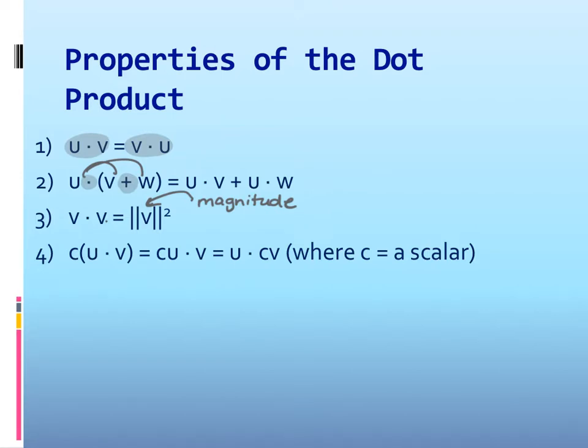And this last one says if there's all multiplication, so there's no addition, that's why it's different from this one, then I can multiply these in any order. I can do c times u first, then that times v. I can do c times v first and that times u, or true to the parentheses, u dot v first and then that times c. C being a scalar. So scalar just means a single number.